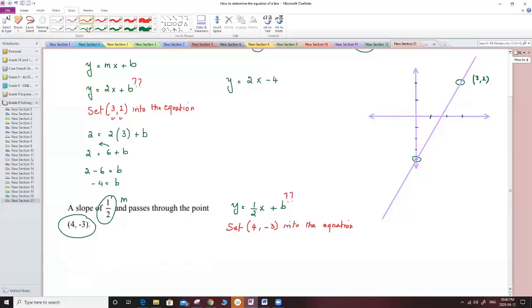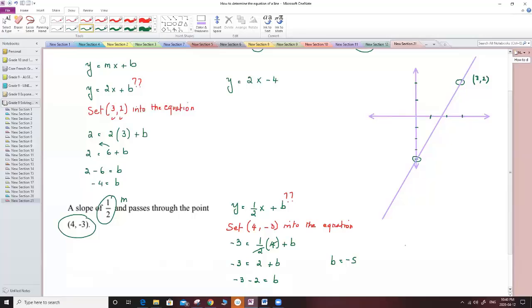Therefore, the equation is going to be this way. y is going to be negative 3 = 1/2 times the x, which is 4, plus b. I have only one unknown, one equation. So that means -3 = I can simplify the 2 with the 4, so it's going to be 2 + b. That means for -3, I will transfer the 2 to the other side, so in this case, b equals negative 5.